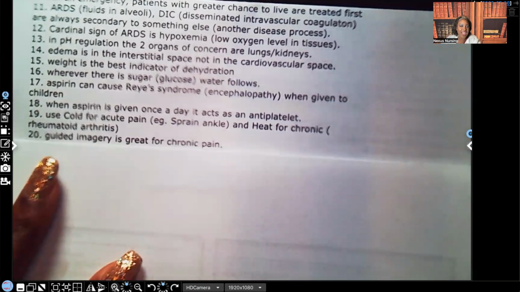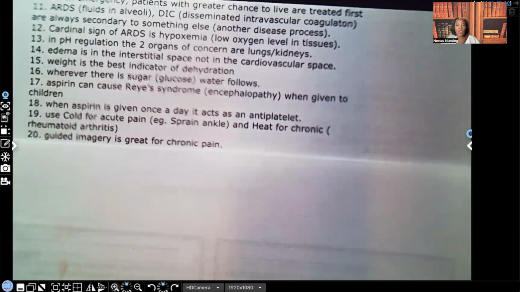Number 20, guided imagery is great for chronic pain. Notice that it said chronic pain and not acute pain. If a patient has something acutely going on with them and they are in pain, first of all, we need to assess to find out what's causing that acute pain, right? And then we're going to intervene as appropriate. Guided imagery is great for chronic pain, something that this patient's been dealing with for an extended amount of time. It's controlled, but they still have it. And so that is a great thing for the patient with chronic pain.